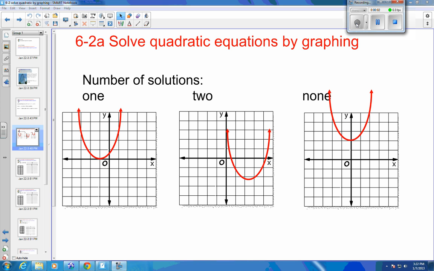Algebra 2, this is Chapter 6, Section 2. I'm going to try to do 5 examples from this section for you. This is going to be example 1, so I'll start with just the basics here.